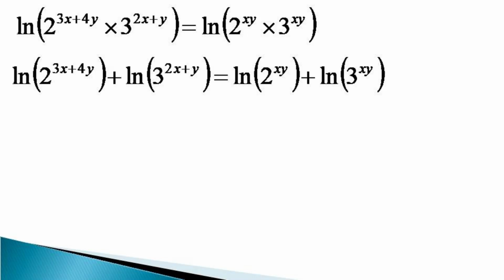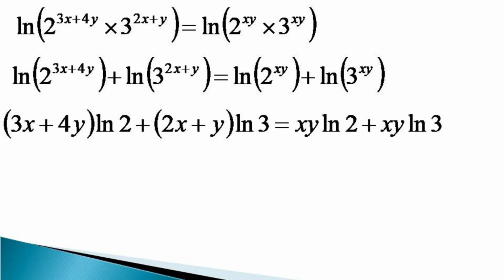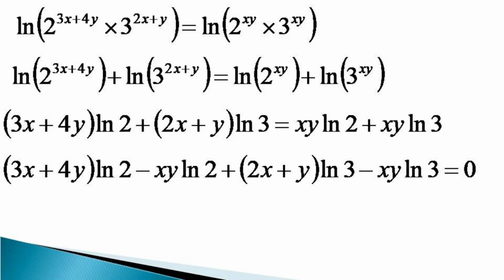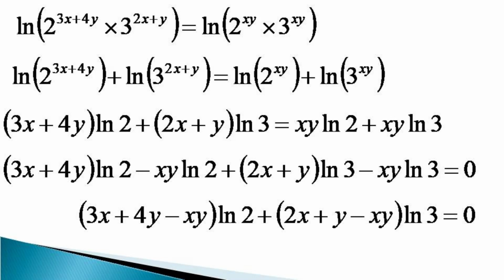Now as the second step, we use the power law of log and the equation becomes (3x+4y) ln 2 + (2x+y) ln 3 is equal to xy ln 2 + xy ln 3. All the terms are brought on the left hand side and arranged so as the terms of ln 2 and ln 3 are together, which makes the equation (3x+4y) ln 2 − xy ln 2 + (2x+y) ln 3 − xy ln 3 is equal to 0. Taking ln 2 common from the first two terms and ln 3 common from the last two terms, we get (3x+4y−xy) ln 2 + (2x+y−xy) ln 3 is equal to 0.